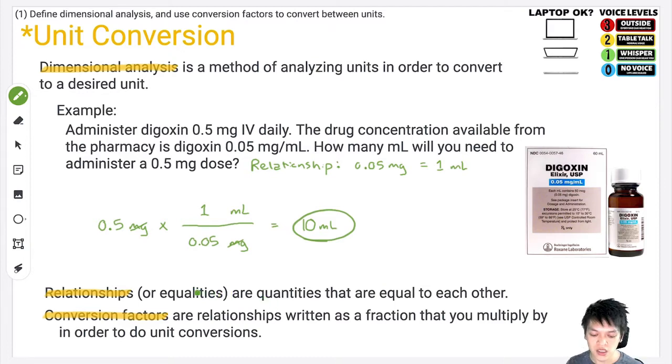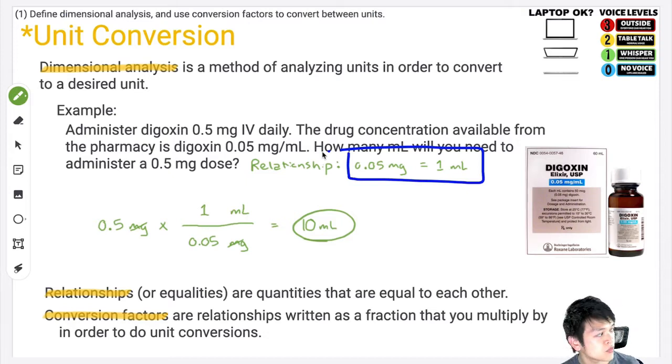Now, a relationship is two quantities that are equal to each other. We have a relationship right here, right? Two quantities that are equal to each other. And we know a bunch of relationships. For example, something like 4 quarters equals $1. We all know that relationship. We know it so well that we don't even need to write it out. But it's a good idea to write out relationships when we're doing problems, because we may not be very comfortable with the units that we're working with later. So let's just get in the habit of doing it now.